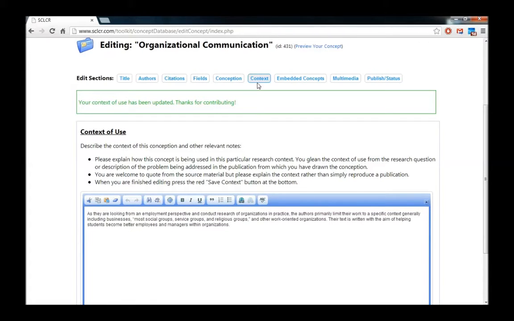And so by explaining the context and their conception, it becomes very useful to understanding why they're talking about organizational communication and how they're talking about it. And in this way, the concept database doesn't just provide one single definition for organizational communication, but instead helps us to understand the very different approaches that different scholars have taken over the course of history.